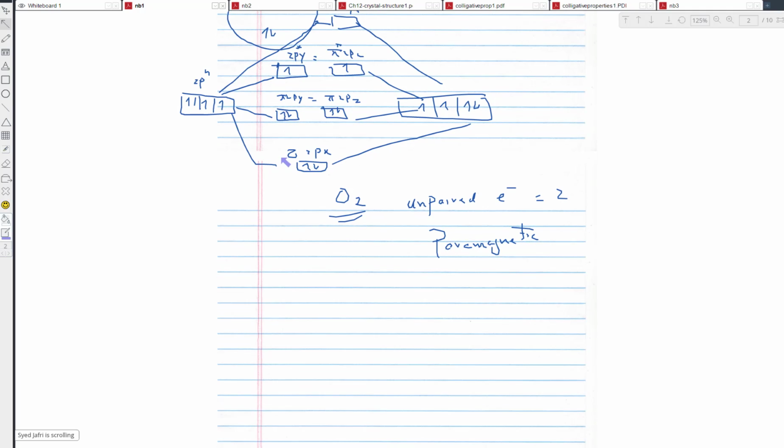And what is the bond order here in the case of oxygen? We have 6 minus 2, which is 4, and then over 2, which is 2. So there is a double bond between the oxygens. Is that clear?